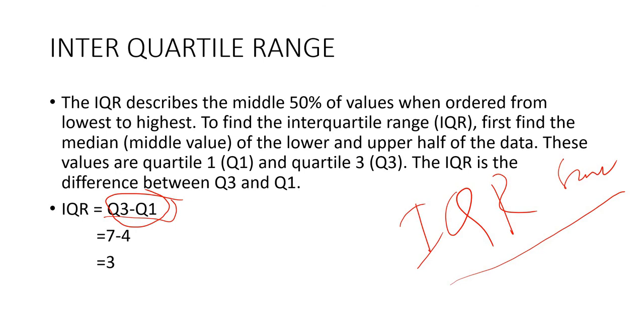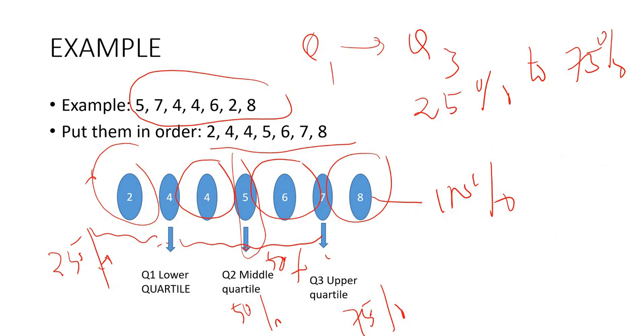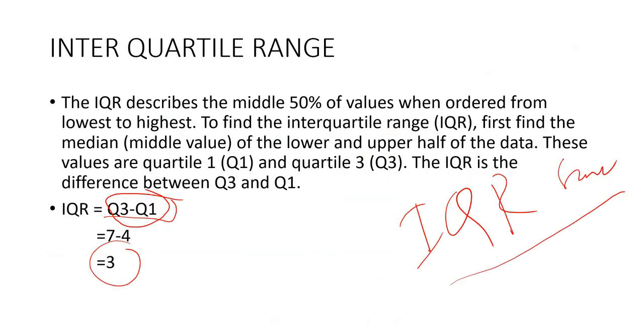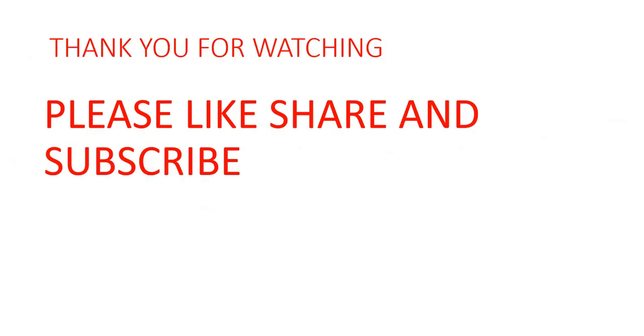All these things are part of statistics, and these terminologies are what we use in machine learning. So IQR is Q3 minus Q1, and you got it as 3, because this is 7 and this is 4. That is 7 minus 4, which is 3. It is the interquartile range. So that's all about those terms: percentile, quartile, and interquartile range.